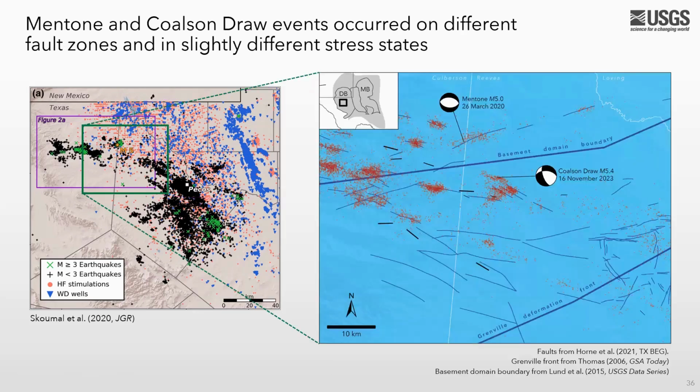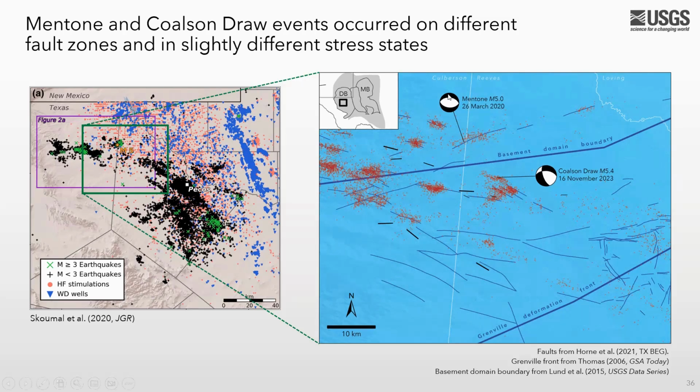And this is just to show the state of stress in this area. Delaware Basin has a complex stress field, and SHmax rotates, and this is sort of in the zone. So, this is the Mentone event, and this is the Colson Draw event from November. These events occurred in the area where there's some question about what exactly the SHmax orientation is. Is it east-west? Is it more northwest-southeast because it's rotating?